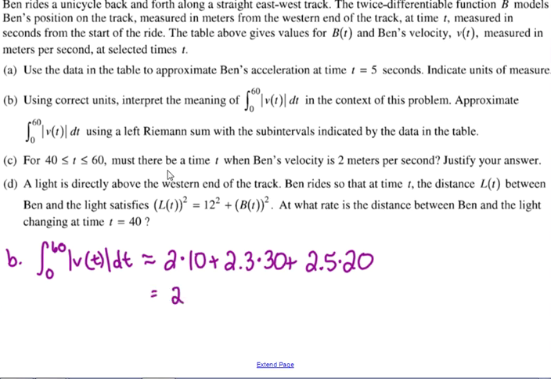So we've got 20 plus 69 plus 50. So 70 plus 69 is 139. And our units were meters.